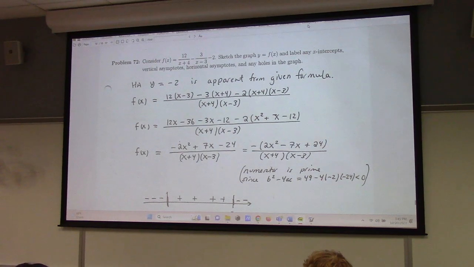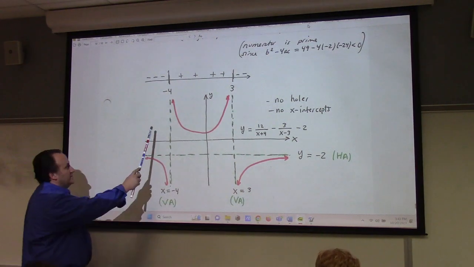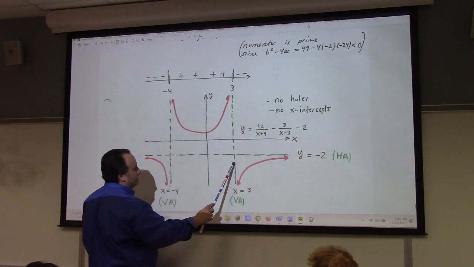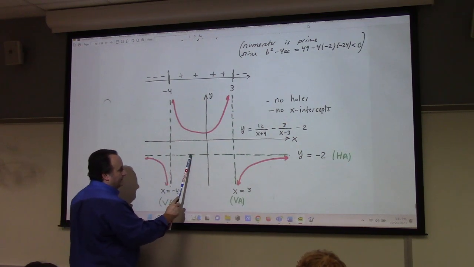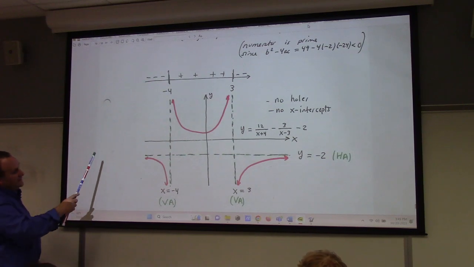And I need to know the horizontal asymptote and the vertical asymptote in order to graph. So the vertical asymptotes are at minus 4 and 3, like these, and like that. And the horizontal asymptote's down here at minus 2, like that. And then I graph according to the sign chart.